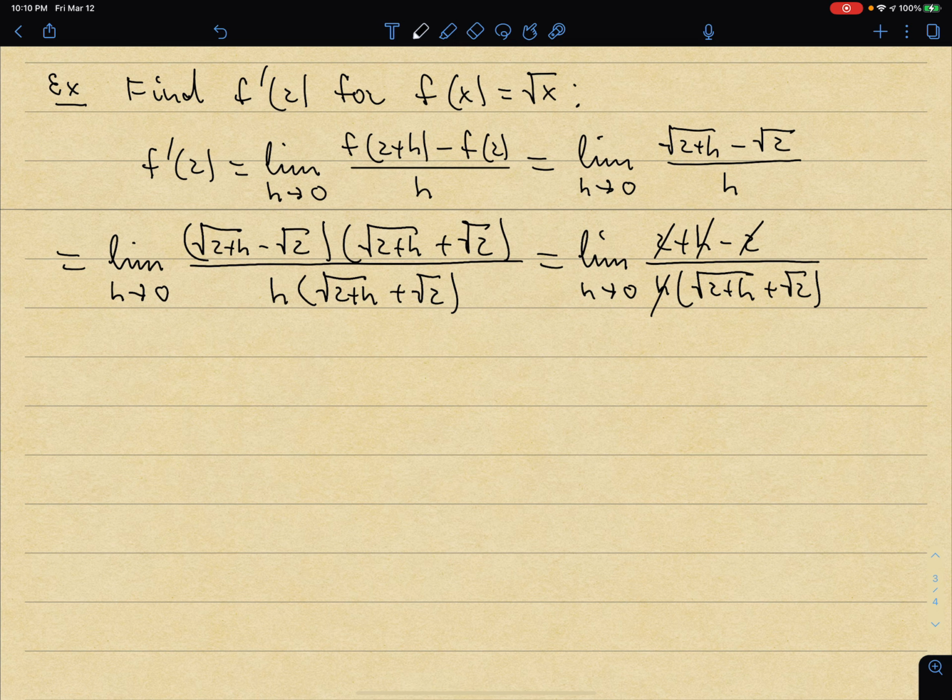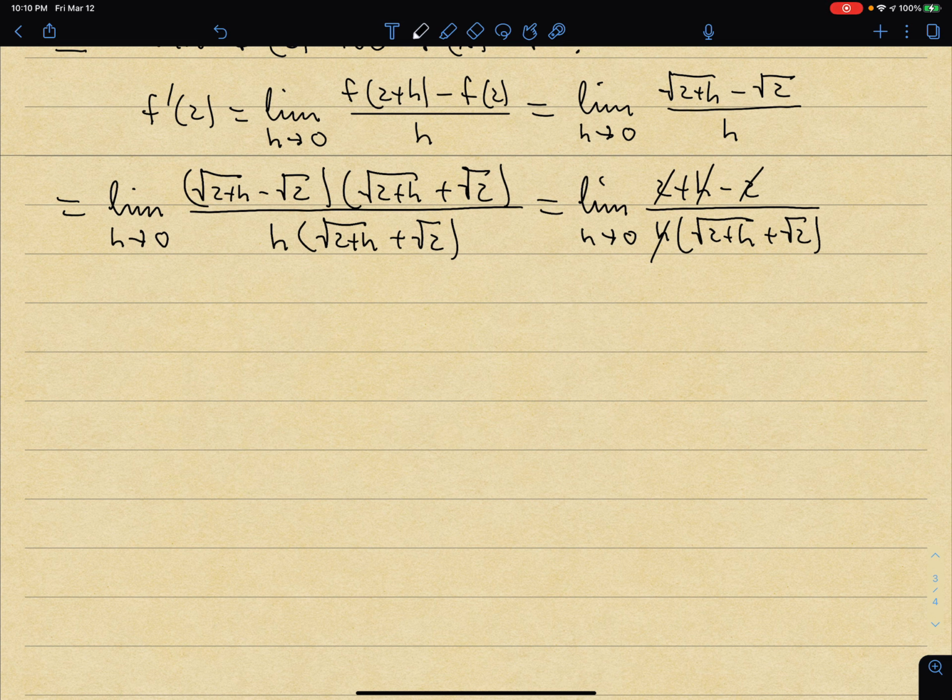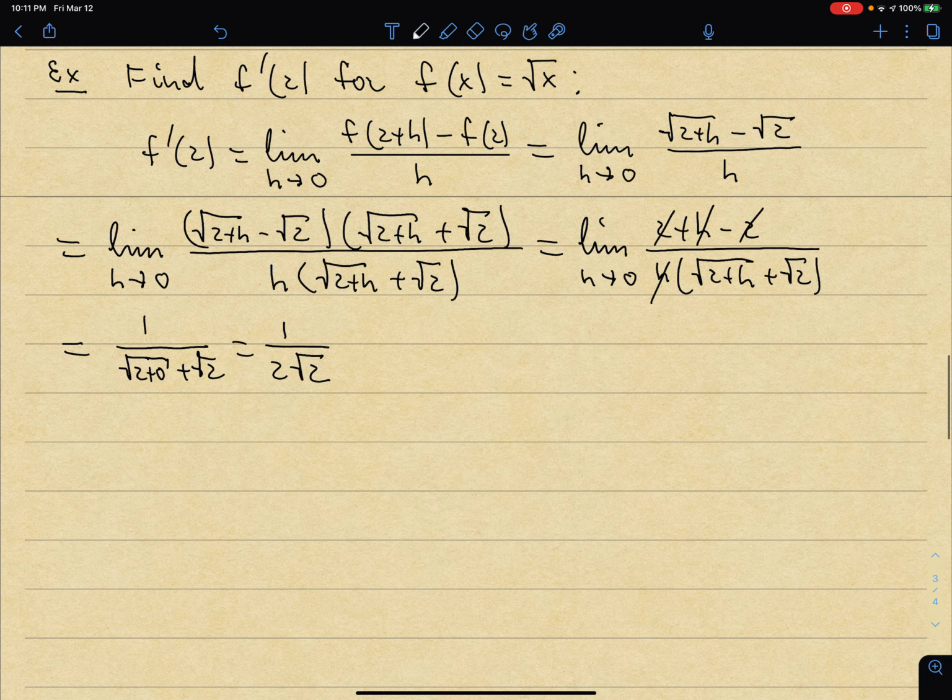And so now h goes away as well, right, because we have h on the top and the bottom. And so 0 is gone from the denominator. So you no longer have an indeterminate form. And you're actually taking a limit of a continuous function, and the limit of a continuous function is equal to the value of that function at the point of the limit. So this is 1 over square root of 2 plus 0 plus square root of 2, 1 over 2 square root of 2 is your answer here. So f is differentiable at 2.